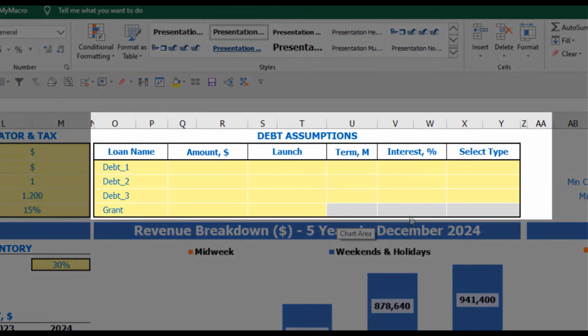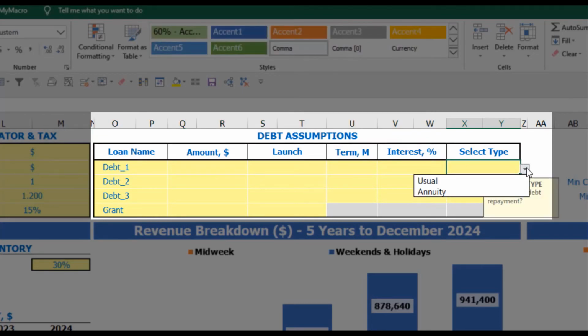Also, on the top of the dashboard, you have debt assumptions. Let me show you how it works. So for each debt, you're able to select the debt type. There are 2 debt types in the model, which is annuity and usual. Annuity means that each monthly payment, which consists of your debt repayment plus interest expenses, will be equal each month. In case you will select usual, your main debt repayments will be equal parts, and interest will be just interest on the debt's closing balance.